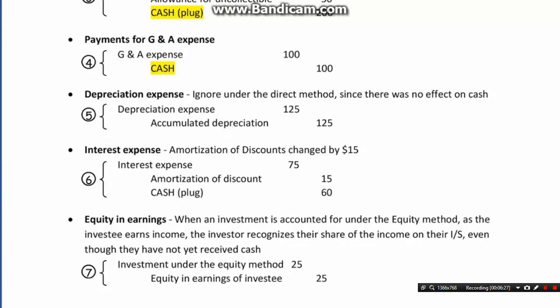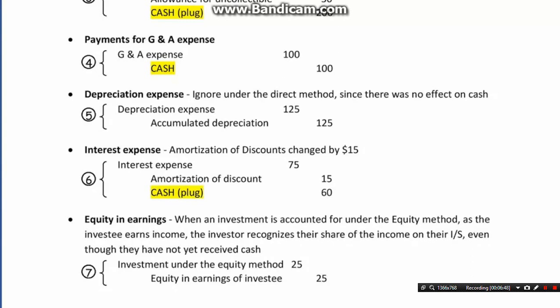For the sixth journal entry, interest expense on the income statement, that was $75. But we had an amortization of bond discount in the balance sheet for $15. So the cash that went out towards this interest expense is $60. So highlight cash, and that's your plug number here.